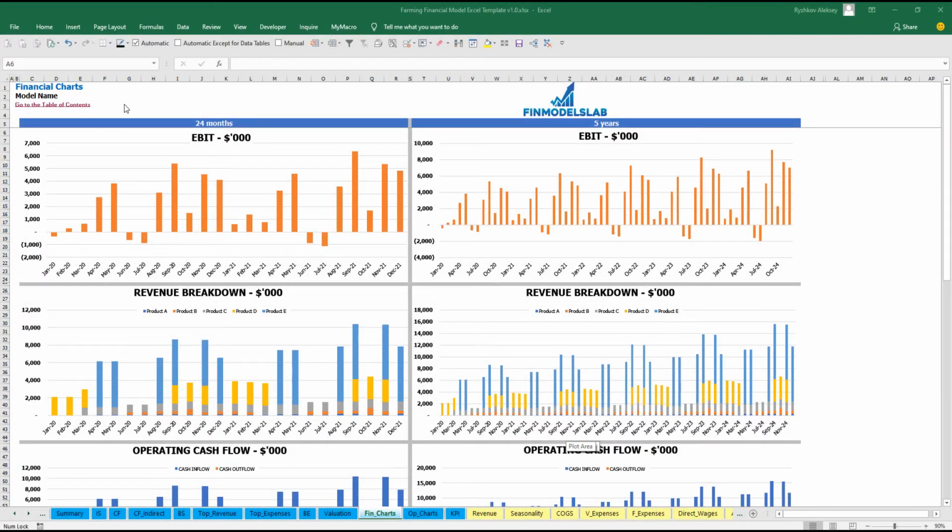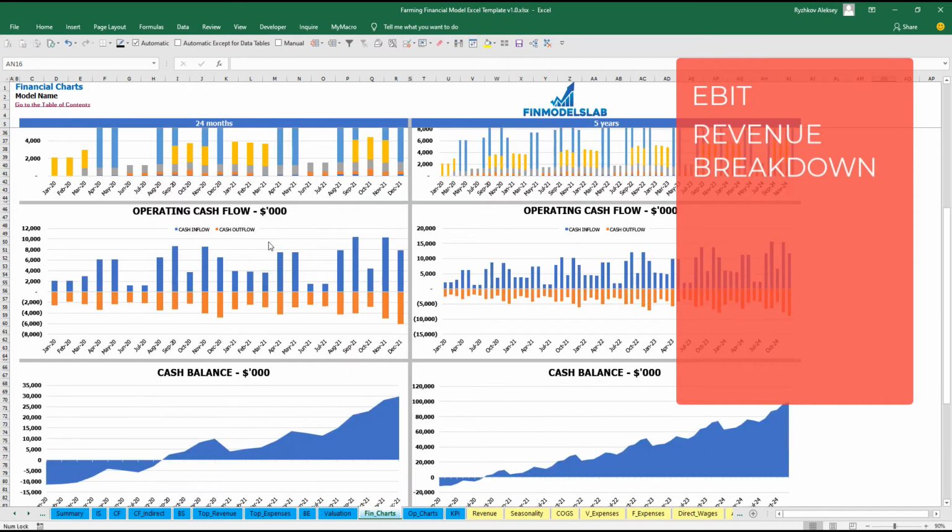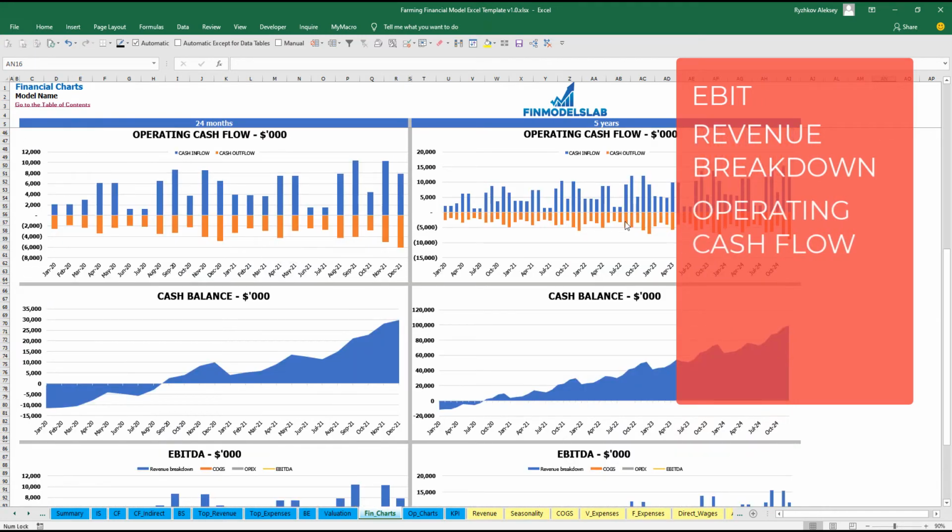On the financial charts tab, you may see your main financial KPIs on the two sets of charts, which is the breakdown of 2 years by months and the breakdown of 5 years by months. So on the top you may see the EBIT amount. The next set of charts will show you the revenue breakdown by products. The next, operating cash flow broken down by cash inflow and cash outflow.